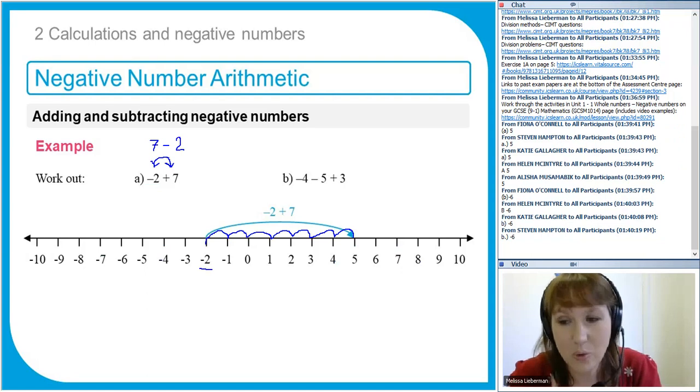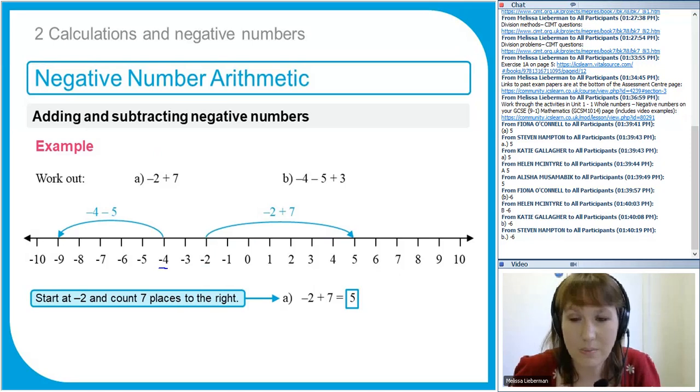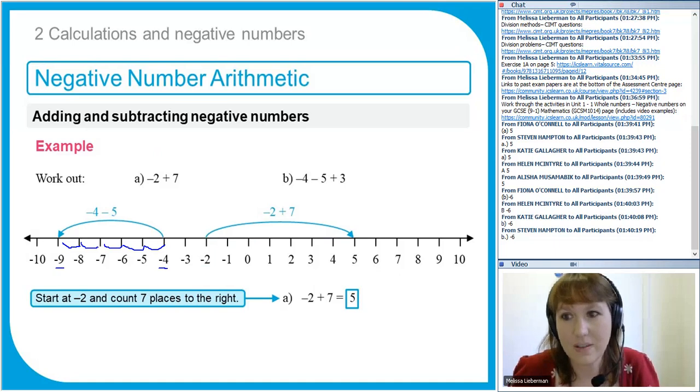Now how about B? B is a little bit more difficult because we've got 3 numbers in there. We've got negative 4, then we're subtracting 5, and then we're adding 3. So minus 4 is where we start. So we identify the minus 4 here. And then we're subtracting 5, so we need to go down the number line. So if we start at minus 4 and go down 5, like this, 1, 2, 3, 4, 5 jumps like that, that will take us down to negative 9. And then we need to add 3, so we need to go 3 up the number line. That takes us to negative 6. That's where we end up.